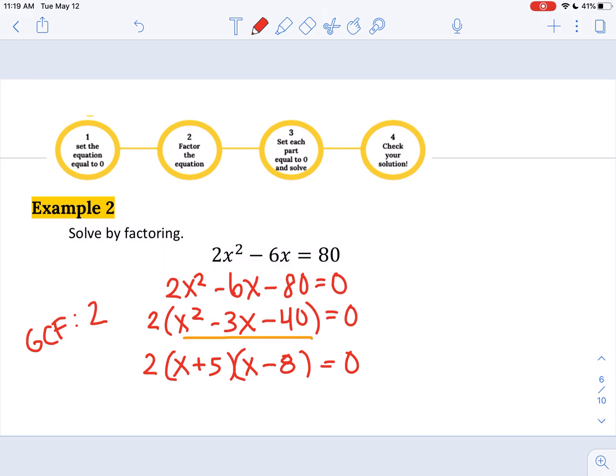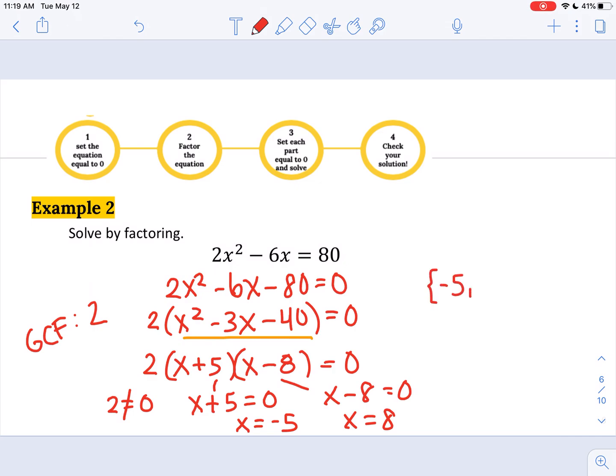From here, we're going to set each part of my equation equal to 0. So if I said 2 equals 0, that's my first factor, this isn't true, so we can actually just disregard that 2. My second equation I'm going to set up is x plus 5 equals 0. And my third equation I'm going to set up is x minus 8 equals 0. When we solve that, we get x equals negative 5, and we get x equals 8. All right, so the roots of my equation are negative 5 and 8, and I write my final solution in set notation in numerical order.